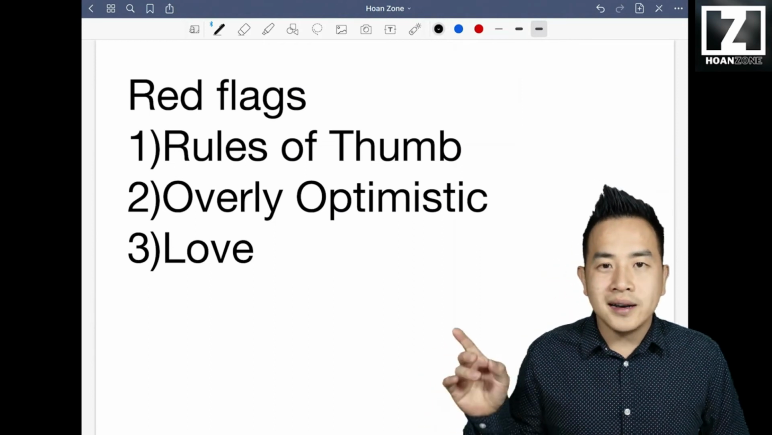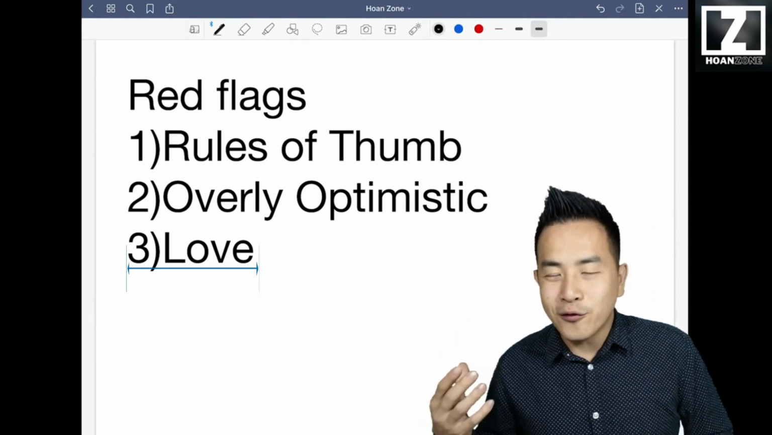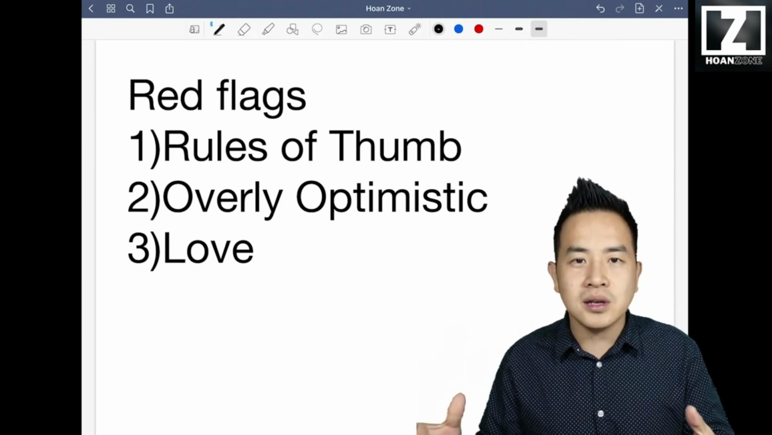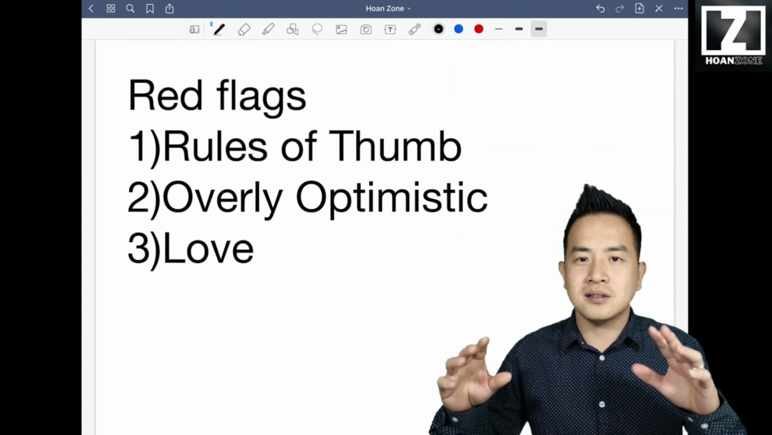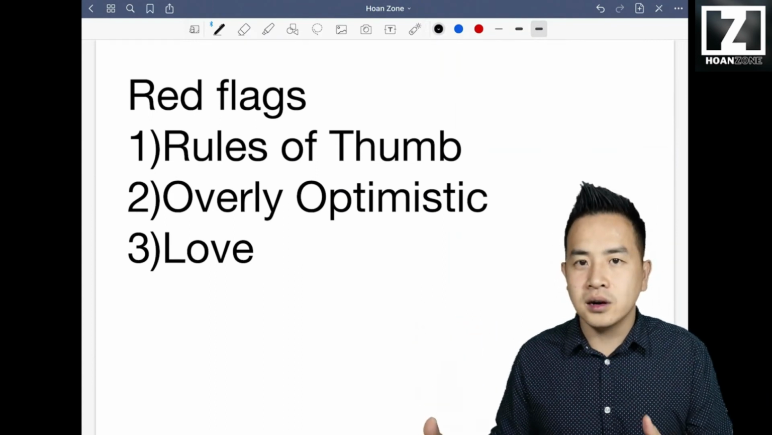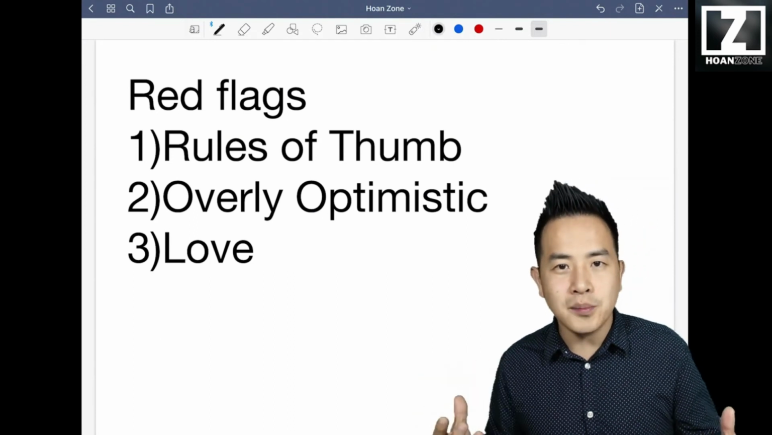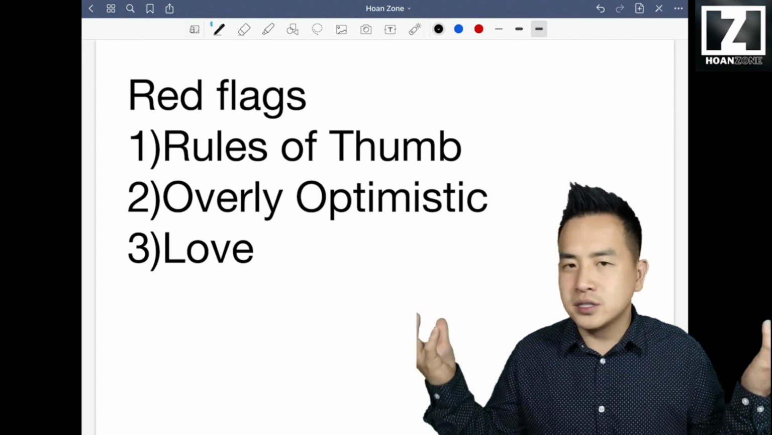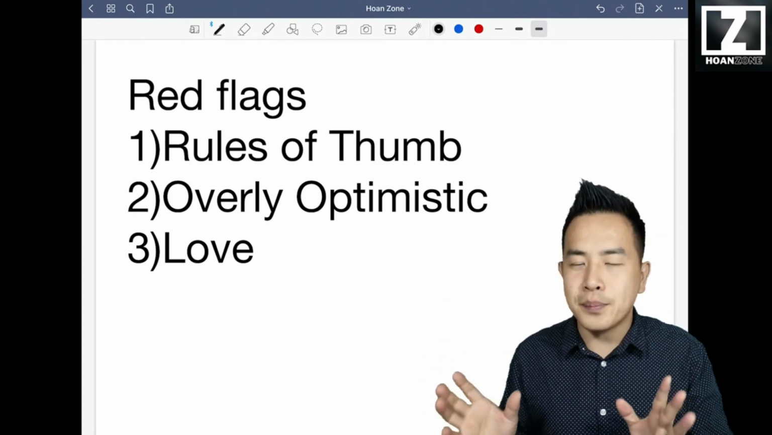The final one is love. A lot of people fall in love with properties. They look at the property, they say, oh, it's so cute, it's so charming, it's so wonderful, it's historic, it's got all of this character. But they never say anything about the numbers. They just fall in love with the property and they want to buy the property just for that. That's a bad thing to do.